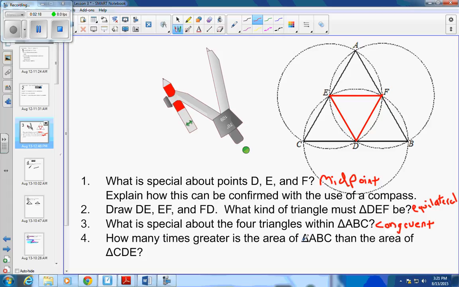And how many times greater is the area of ABC than the area of CDE? CDE is this small one right here, and ABC is the big one, and there are 4 of them that make the big one up, so it is 4 times.